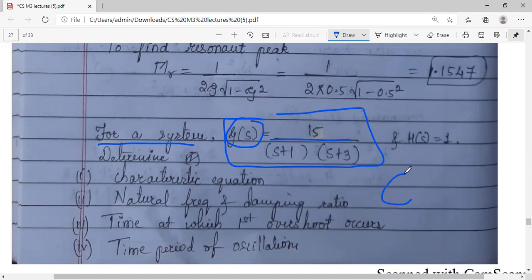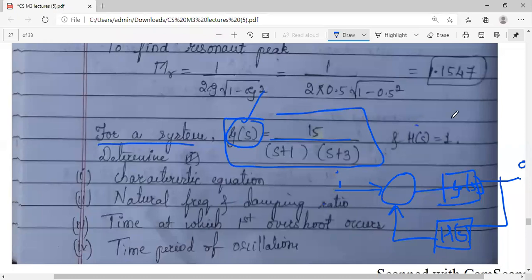If you have a block diagram, this is your block diagram. This is your input reference, R of s. This is your output, C of s. This is G of s, the forward gain or open loop gain without the feedback, and H of s is the feedback. So both values are given to you. It is a unity feedback system, and G of s is given to you.